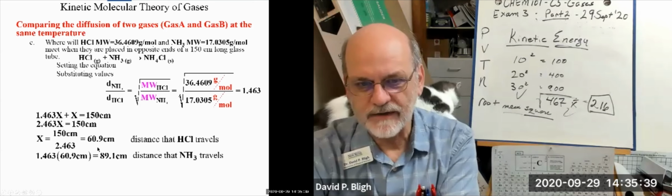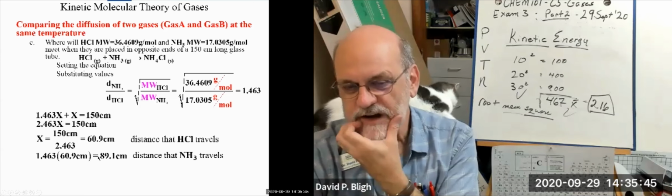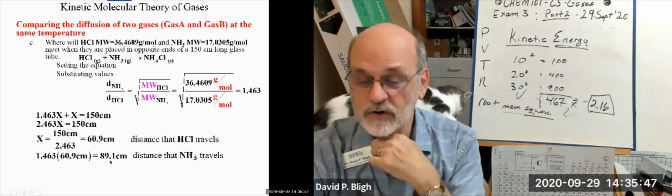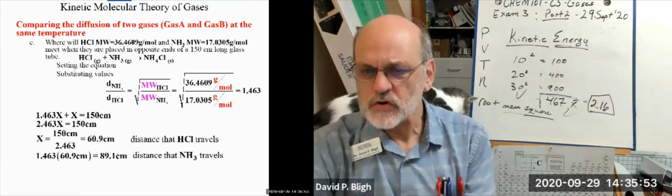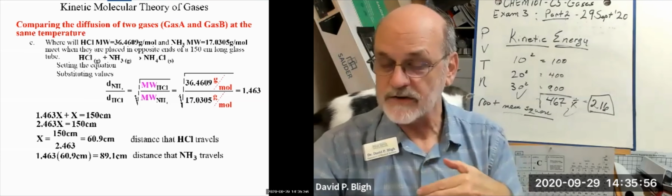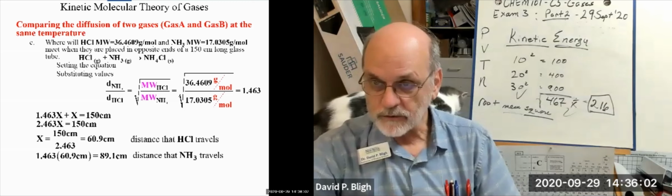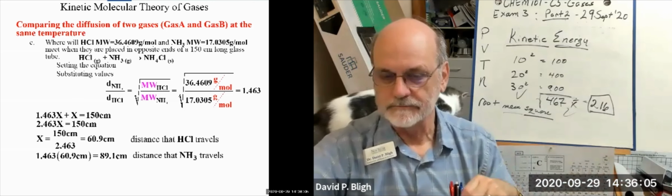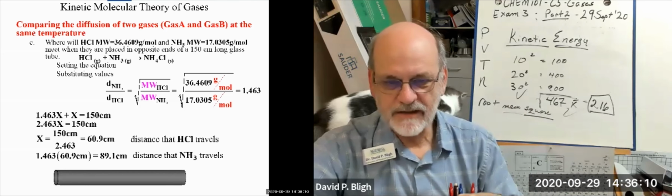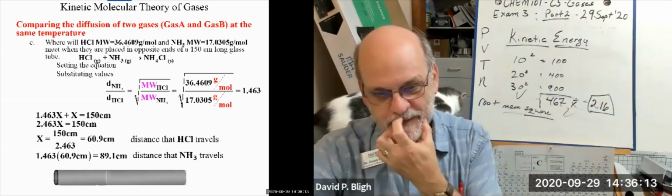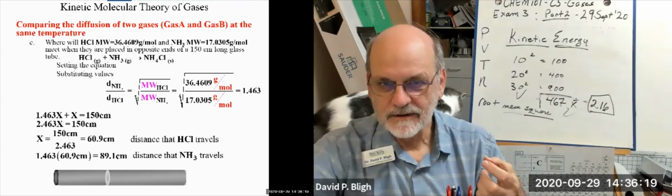And we solve for X, and we find that the distance that HCl traveled was 60.9, and the distance that ammonia traveled is 89. So ammonia traveled farther because it's a smaller molecule. And you can use that as a way of determining the molar mass of an unknown gas. So there you can use that to convert your empirical formula to your molecular formula, because it's independently determined. And this is just what it would look like. Right? They meet in the middle somewhere, form that ammonium chloride, and there you have it.